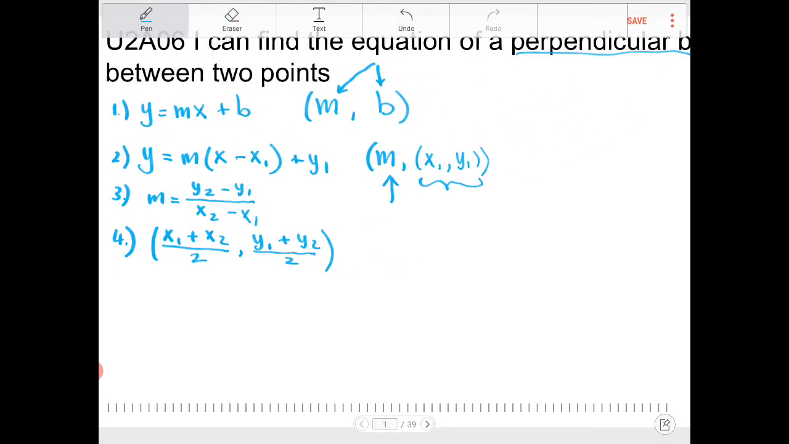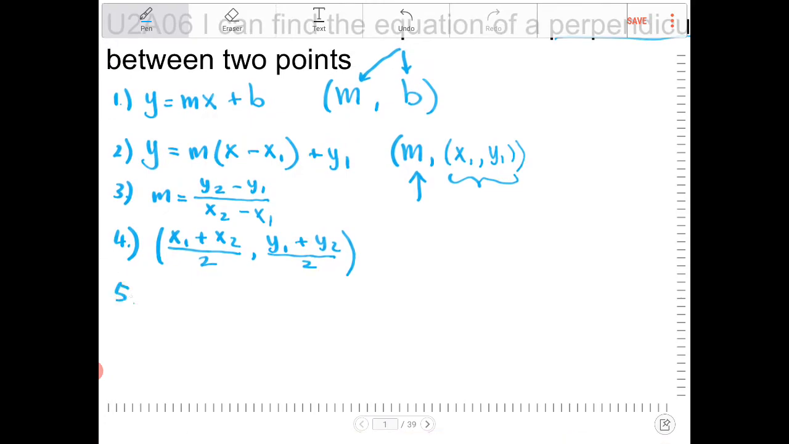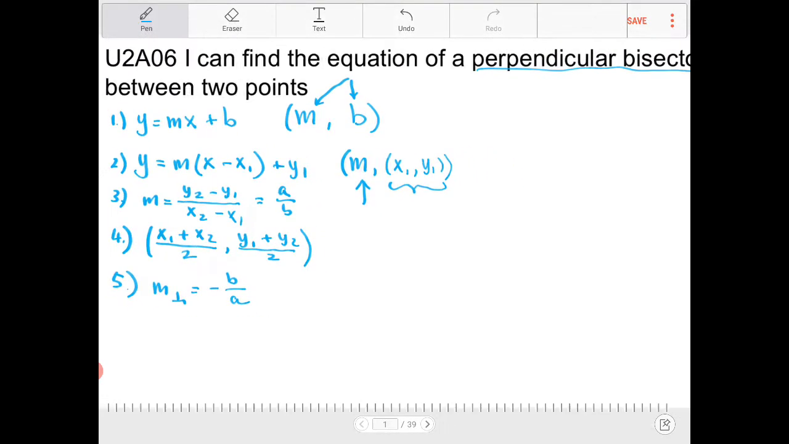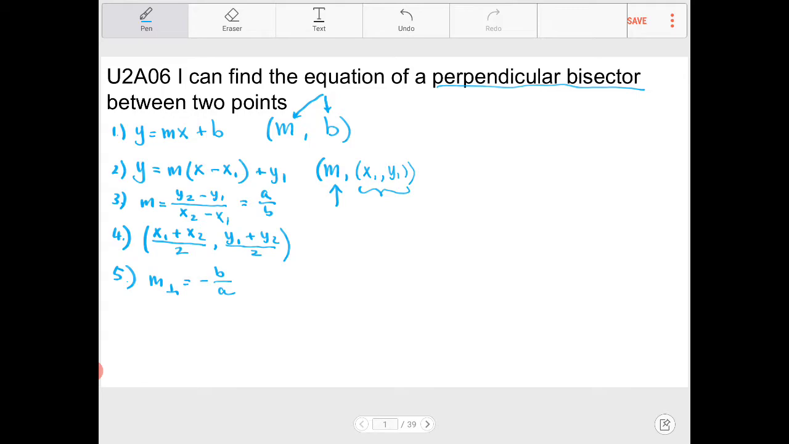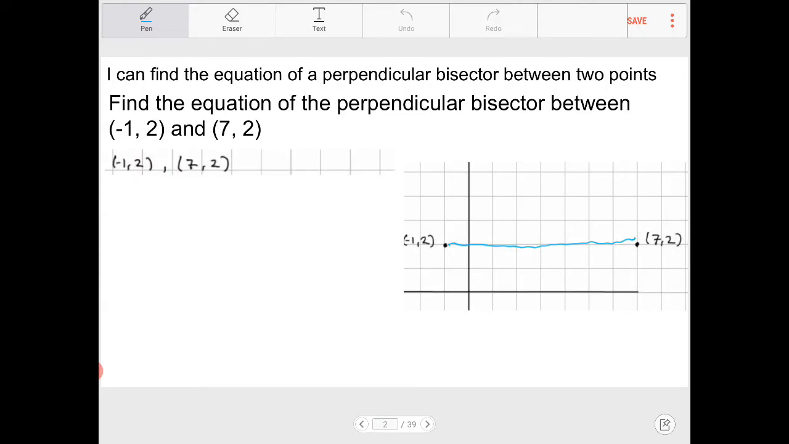You also need to recognize that if the slope turns out to be a over b, the slope of a line that's perpendicular to the given line will have a slope that is the negative reciprocal, which is negative b over a. So these are the facts that you need to be aware of. All right, so now let's take a look at an example.